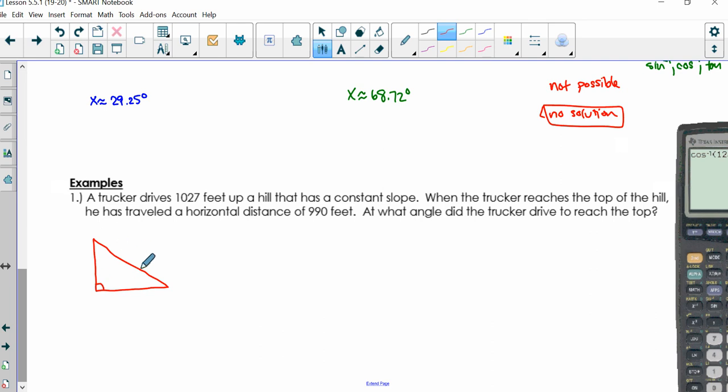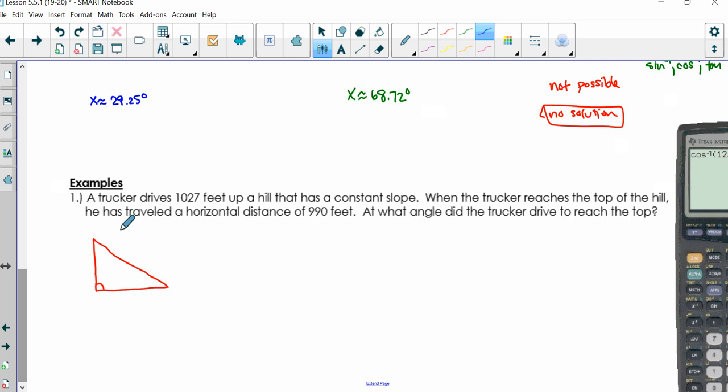We typically draw it like this, or you could draw it like this. But we won't really get into drawing triangles upside down for at least another day or two. Okay. But let me draw it like this. So a trucker drives 1,027 feet up a hill that has a constant slope.